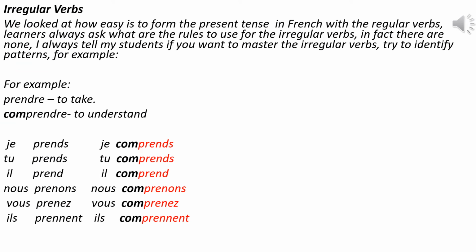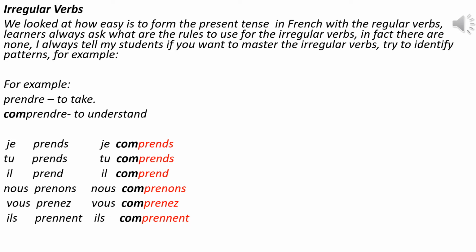We looked previously at how easy it is to use the French present tense with the regular verbs, for example, the ER verbs, RE verbs, and IR verbs. Most of the time my students ask me the same question: what are the rules to use for the irregular verbs? And in fact, there are none. I always give them the same advice: try to identify patterns, and that will help you to remember many verbs without the need for memorizing them.